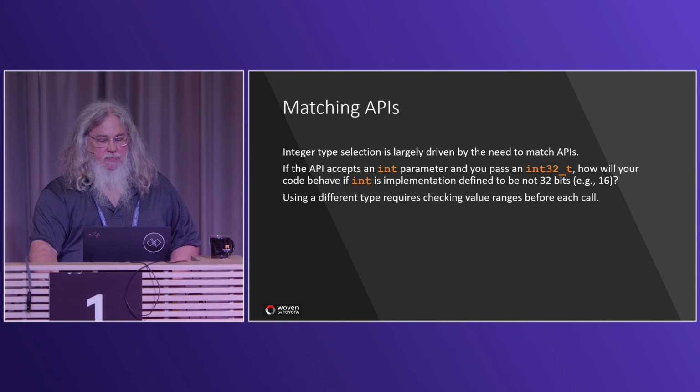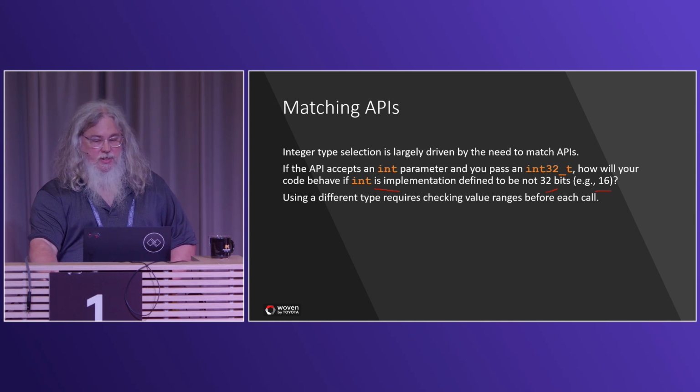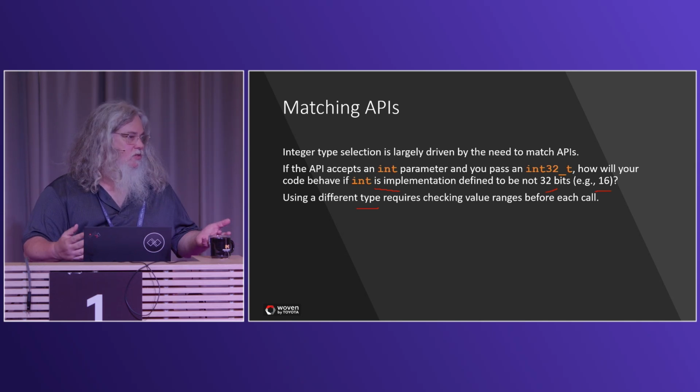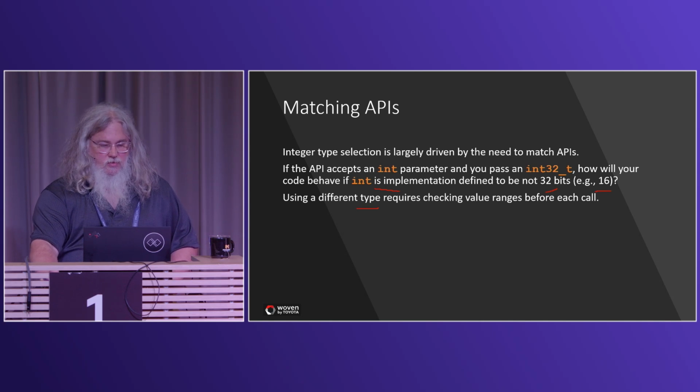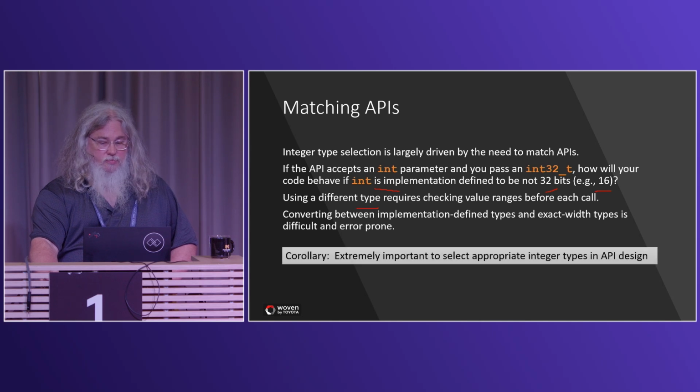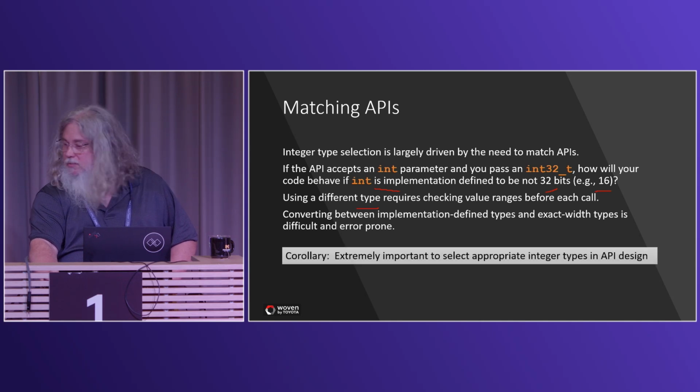So if the API accepts an int parameter and you pass an int32, how will your code behave if that int is not defined to be 32 bits? For example, if it's a small, 16-bit type. So having this different type now means you have to add these tests if the value's out of range, and if it's out of range, okay, how do you handle that? Is it going to trigger a failure? So it's quite messy, and it's for no reason. It's for poor reasons. Converting between implementation-defined types and exact-width types is difficult and error prone. And there's my corollary about the API design.